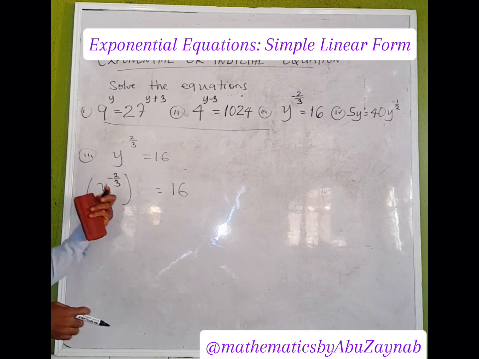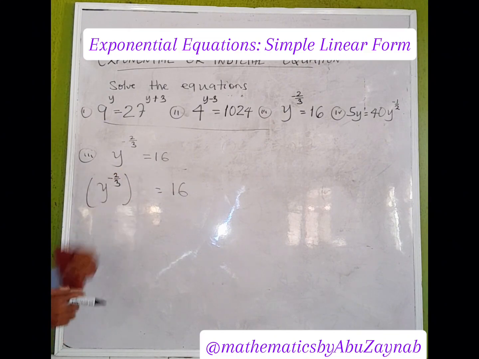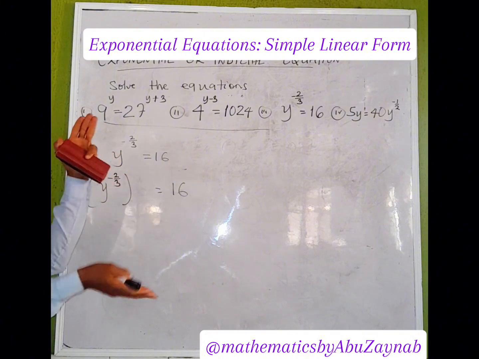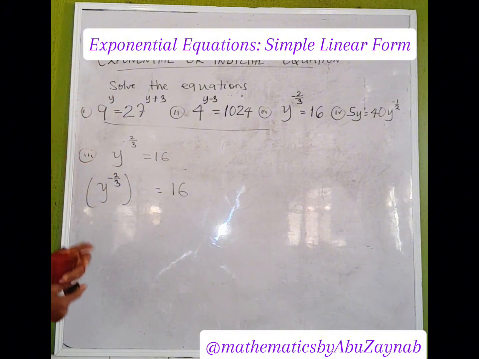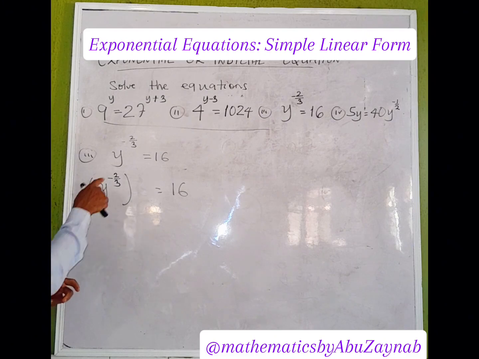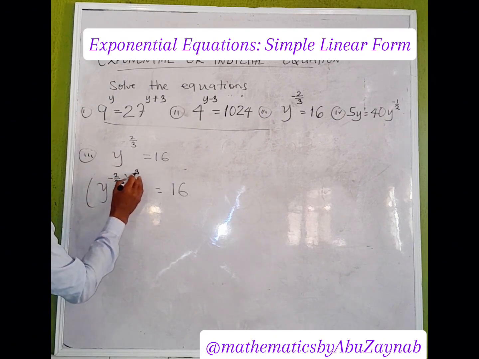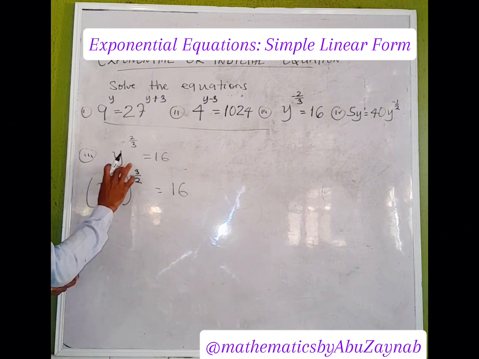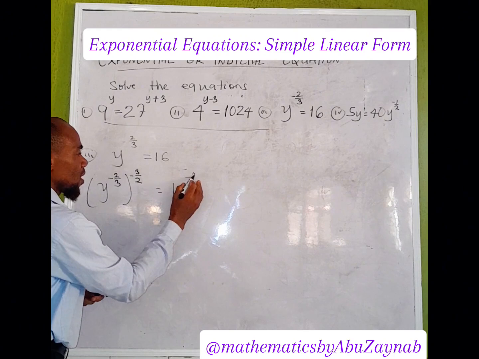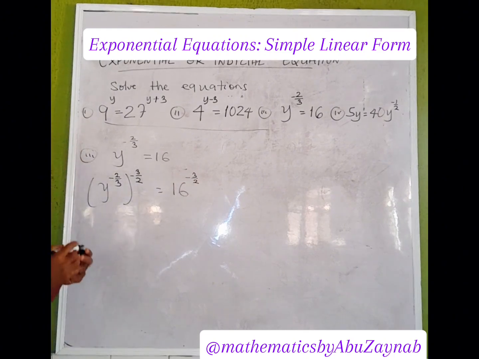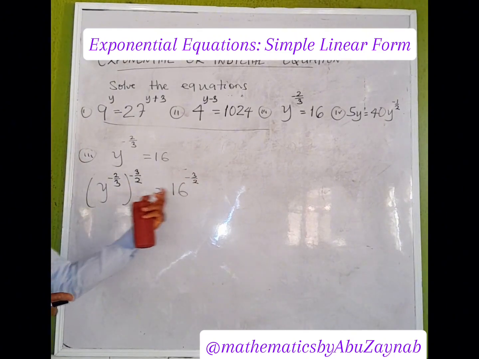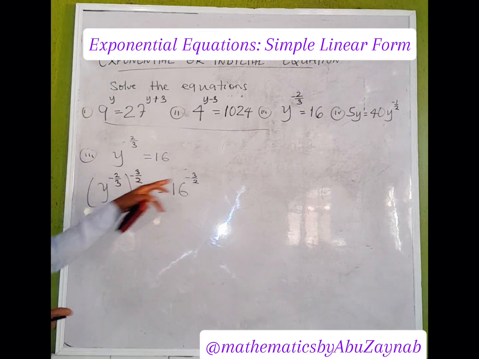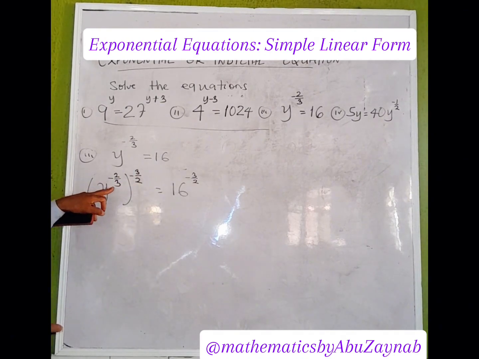What do I mean? The index here is minus 2/3, and its reciprocal, which also means inverse, is simply switching roles. Numerator becomes the denominator and denominator becomes numerator, of course maintaining the negative. So we have minus 3 over 2 as the reciprocal of minus 2 third. I do the same to the right-hand side, meaning I multiply both the right-hand side and left-hand side index with minus 3 over 2, which is the reciprocal of minus 2 third here.